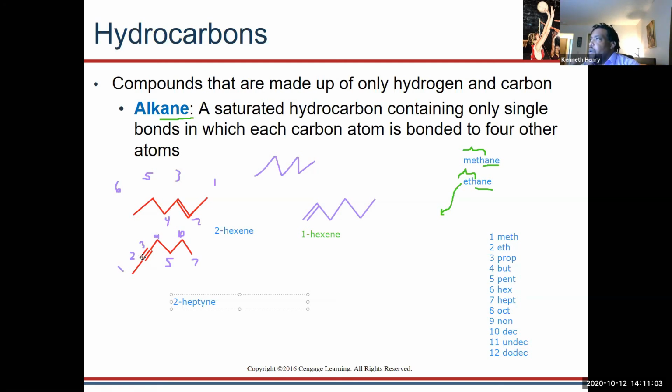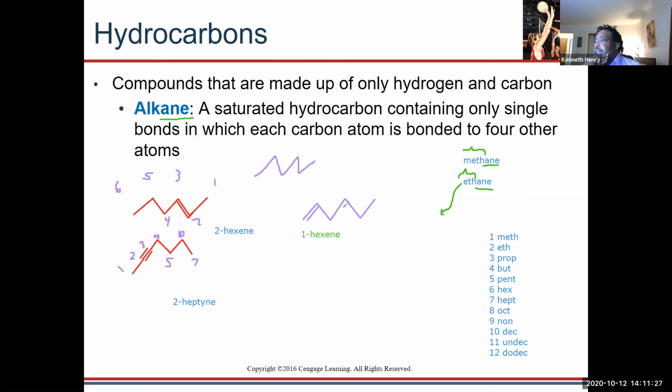But you're telling me where the bond is located. Okay. So what happens? Oh, go ahead. I think what was confusing me before was that you put the different numbers on that hexene. Yeah, I got kind of confused, but thank you for clearing that up.